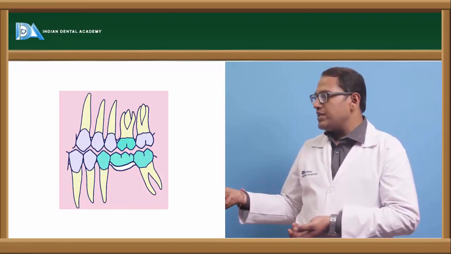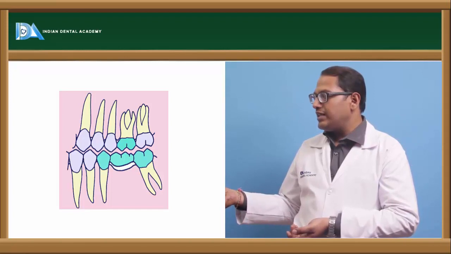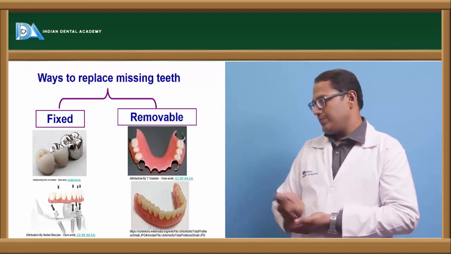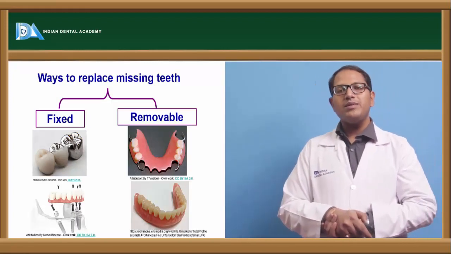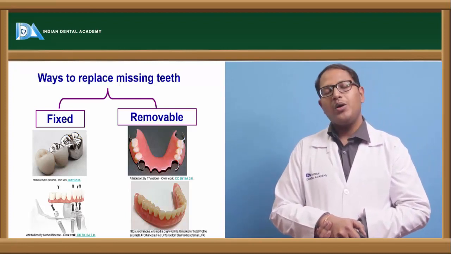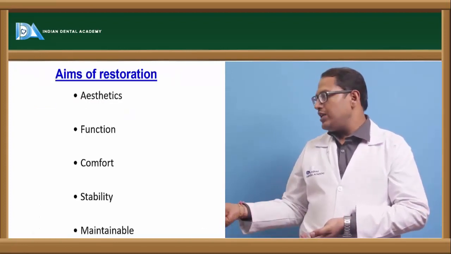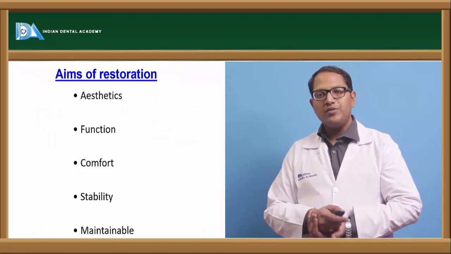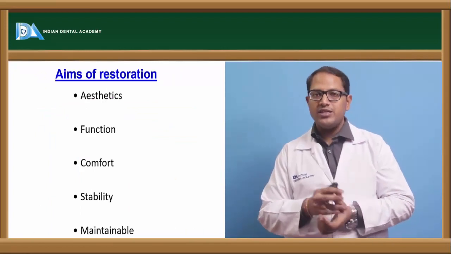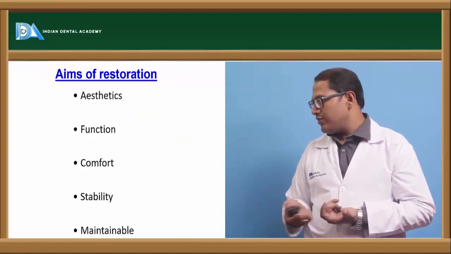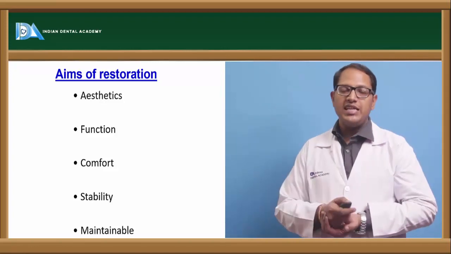If there is no tooth present, we will take support of the adjacent teeth and give a bridge to that particular section. Now, what are the ways to replace a missing tooth? It can be either fixed or removable. Now we need to see what the aims of restoration are. The basic aims of restoration are aesthetics, function, comfort, stability and maintainability.